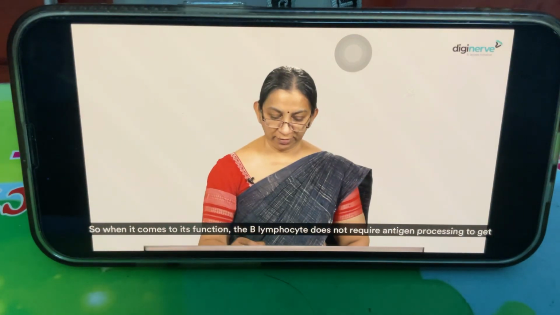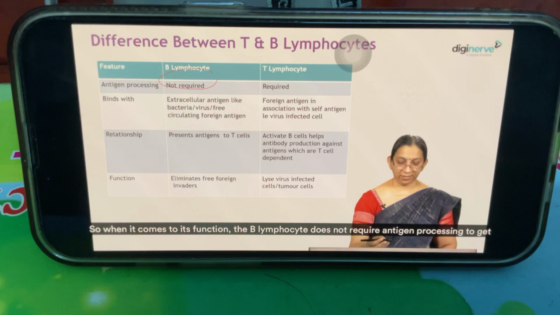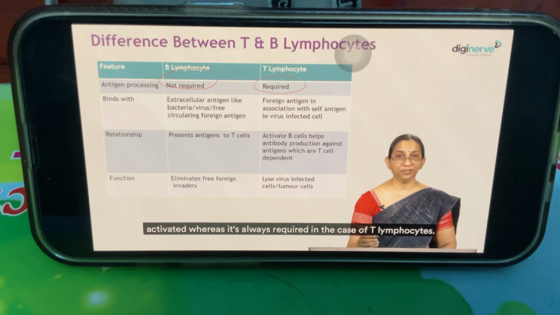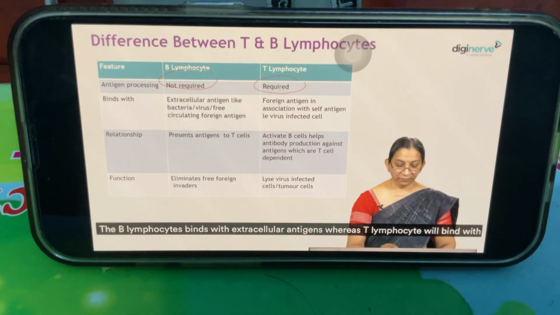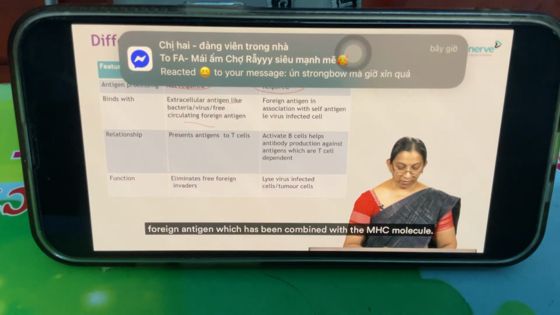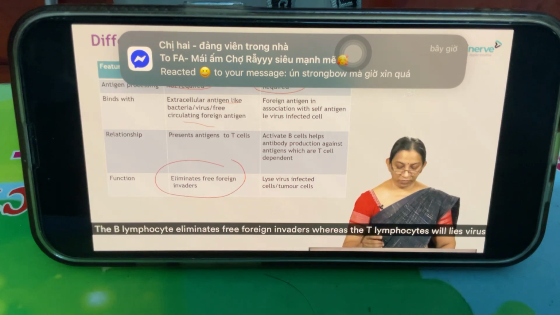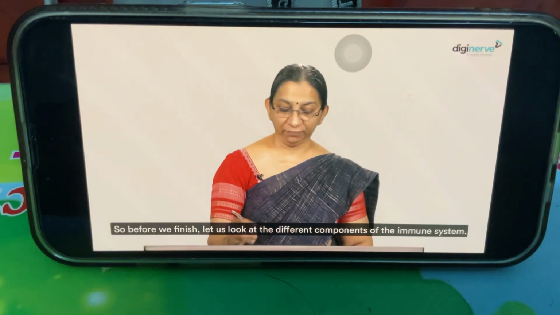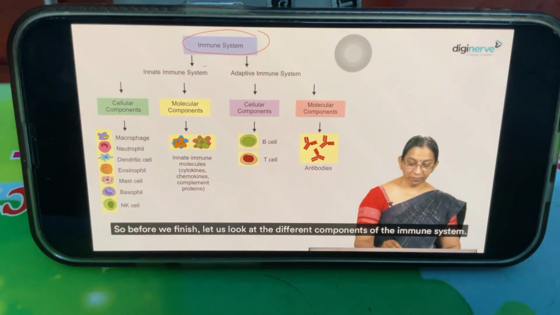So when it comes to its function, the B lymphocyte does not require antigen processing to get activated, whereas it's always required in the case of T lymphocytes. The B lymphocytes bind with extracellular antigens, whereas T lymphocytes will bind with foreign antigen which has been combined with the MHC molecule. The B lymphocyte eliminates free foreign invaders, whereas the T lymphocytes will lyse virus-infected cells and tumor cells.